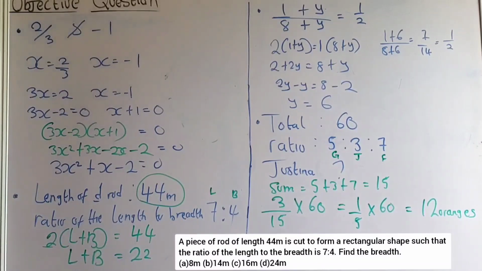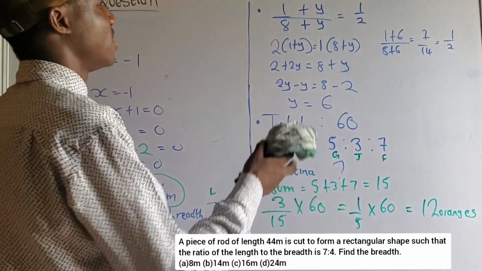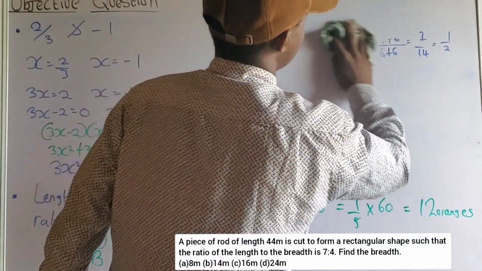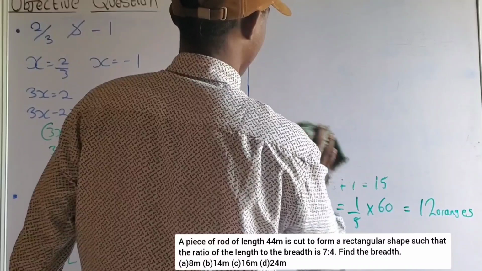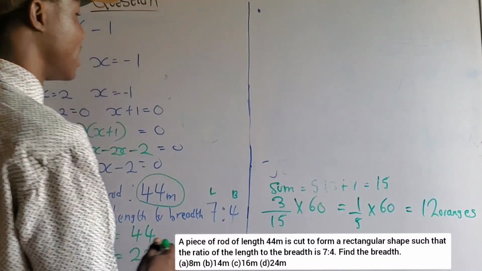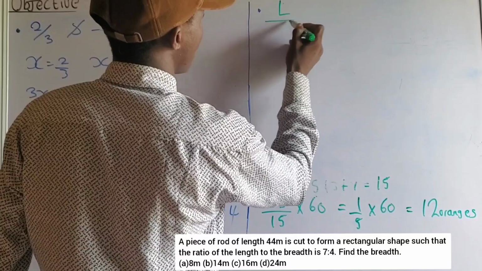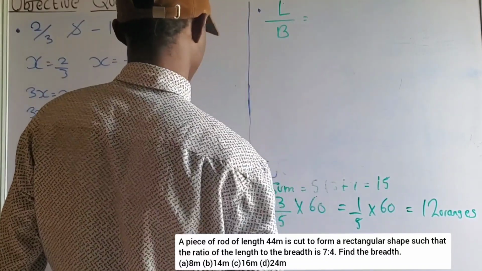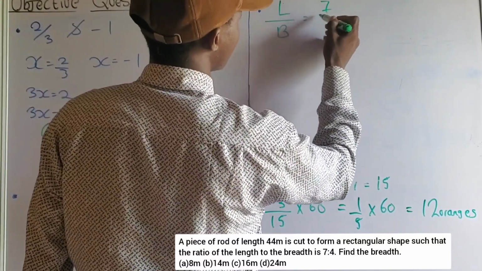Now don't forget that in the question we've been given that the ratio of the length to breadth. Listen carefully. The ratio of the length to breadth is 7 over 4. Length over breadth, ratio means division. Length over breadth is 7 over 4.